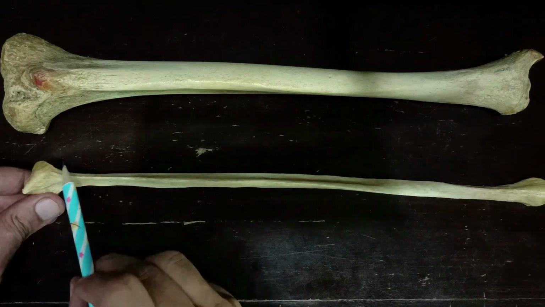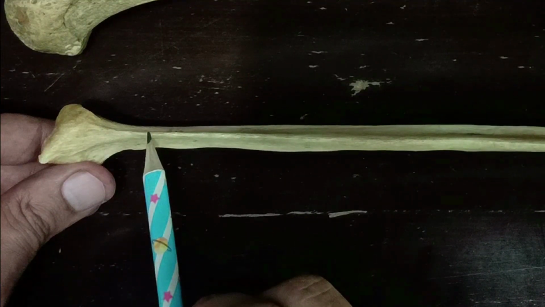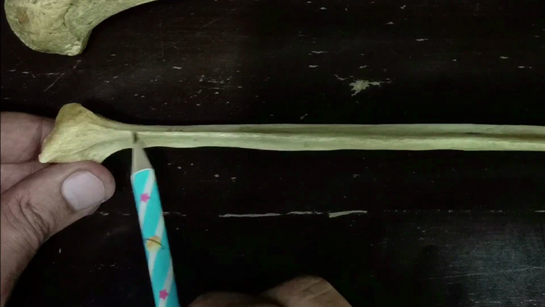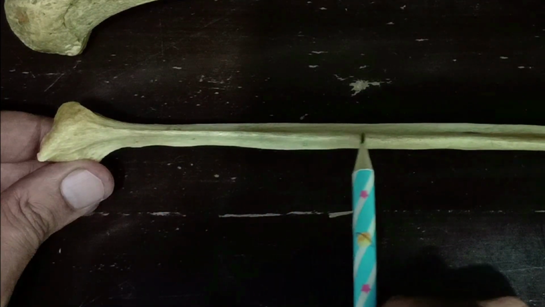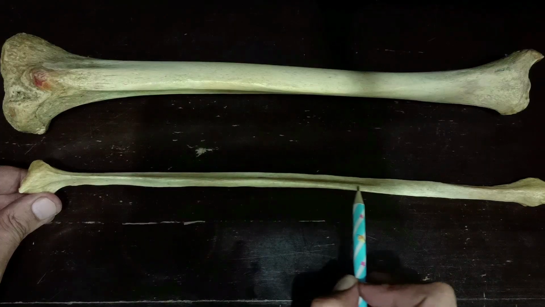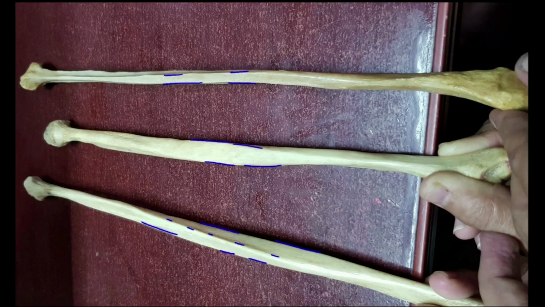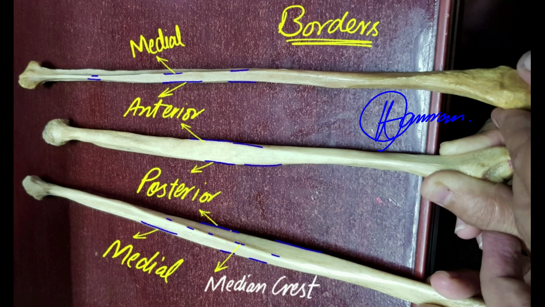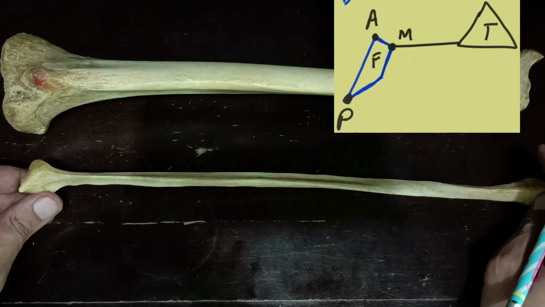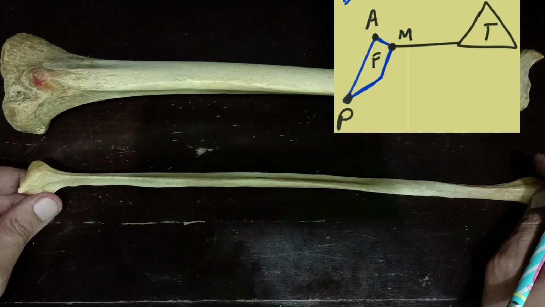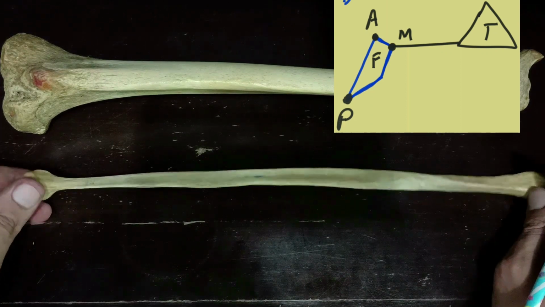Beneath the stellate process, if we trace, we will find a border that is the posterior border of the fibula bone. We will trace it downward. So I will repeat, over the fibula bone we have got three borders.